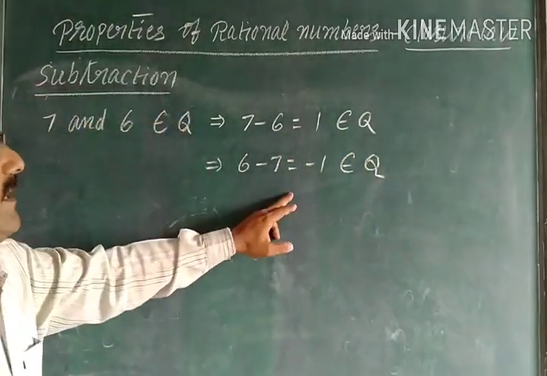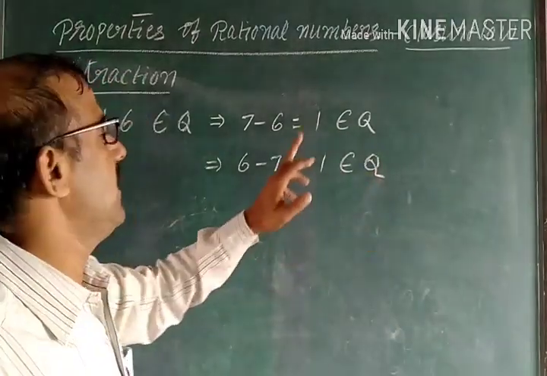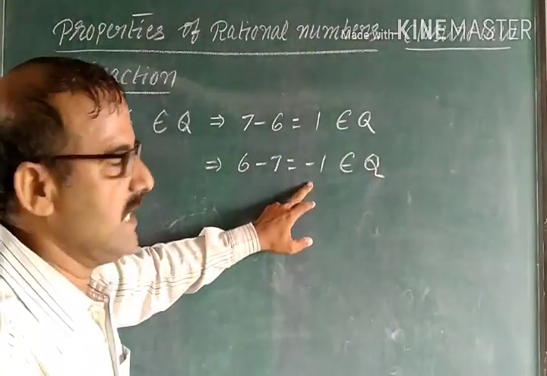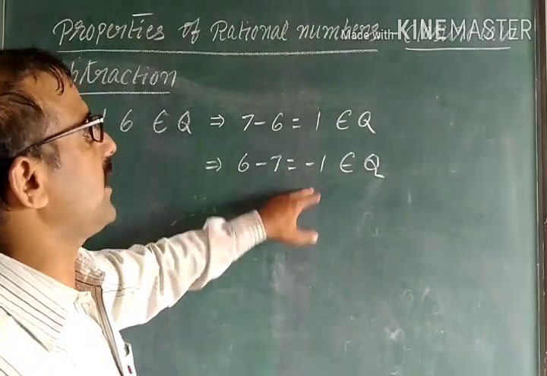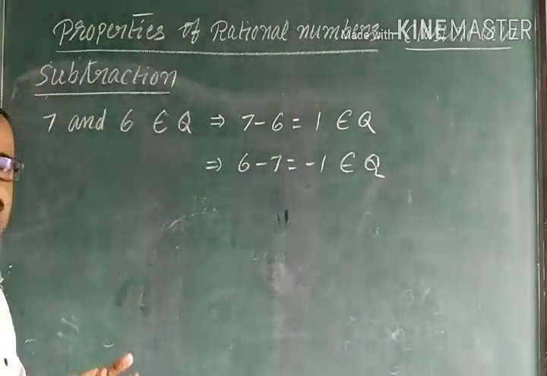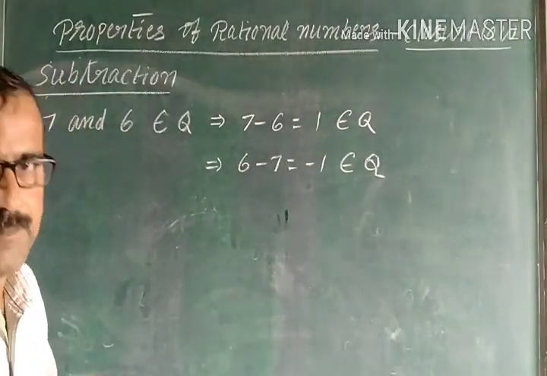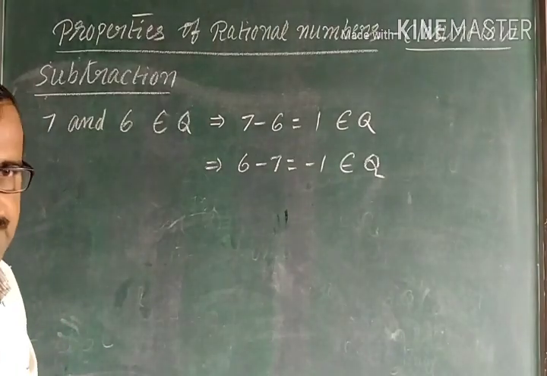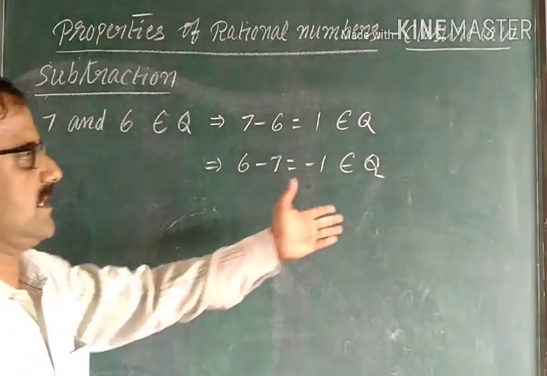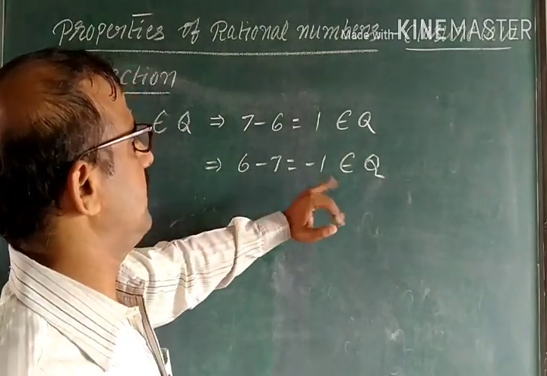Belongs to means minus 1 is an element in rational numbers. Because minus 1 is an integer, and all integers are a subset of rational numbers. You know very well, natural numbers are a subset of whole numbers, which are a subset of integers, which are a subset of rational numbers. Okay children? So minus 1 belongs to Q.